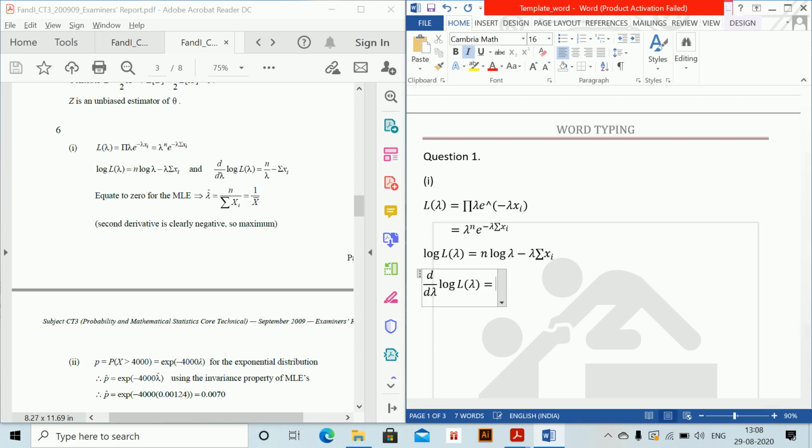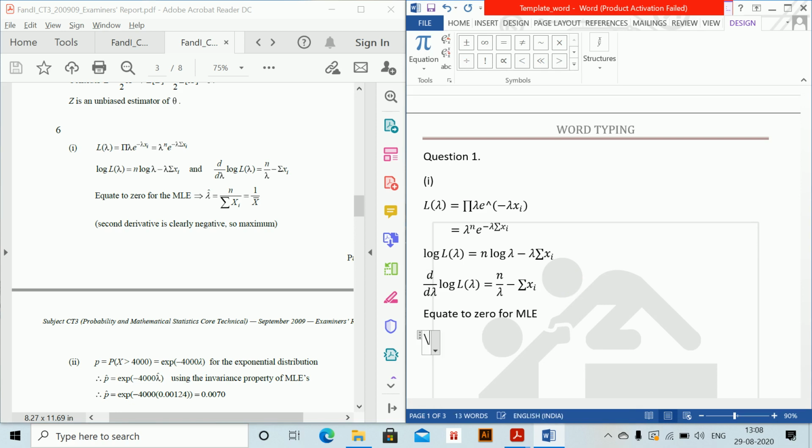is equal to n by lambda. So see, since I did not give a backspace, it did not turn into, so this is important, giving backspace, n by lambda. Otherwise if you don't even give lambda, that is also okay, both will be accepted. Okay, so even if you forget giving backspace, doesn't matter, it should be readable. Okay, summation xi, and then you write equate to 0 for MLE.